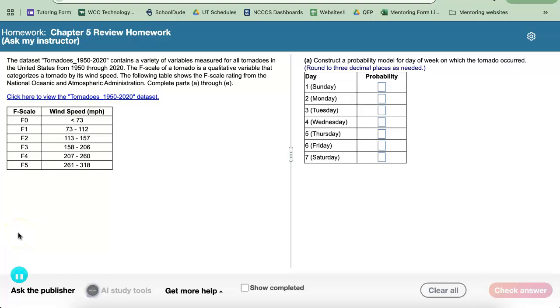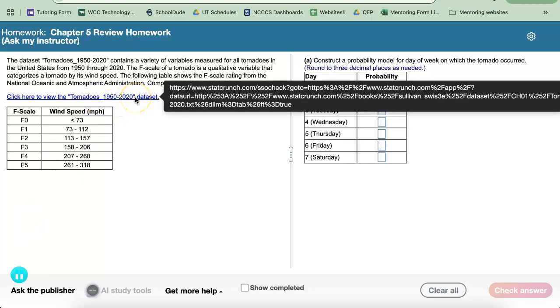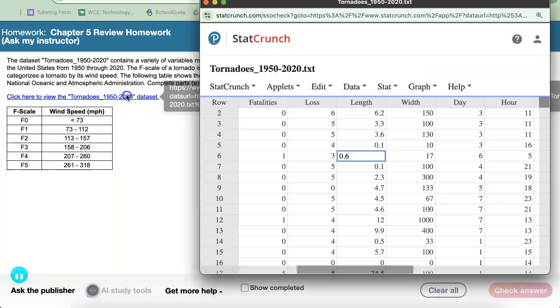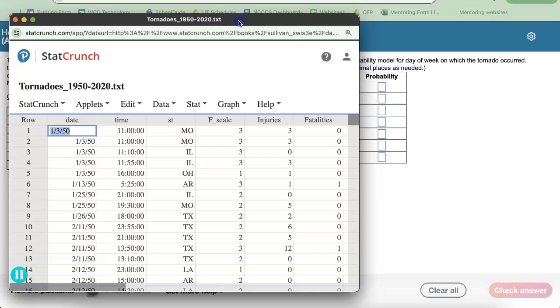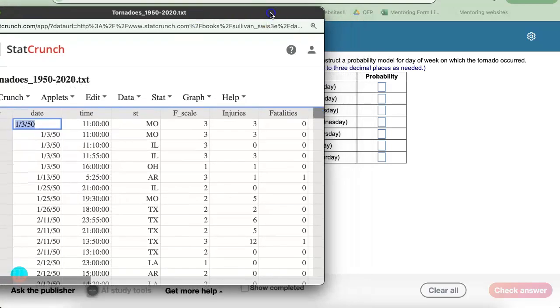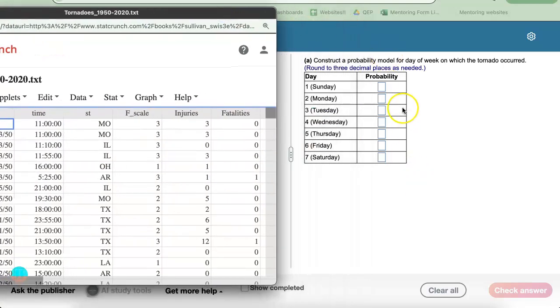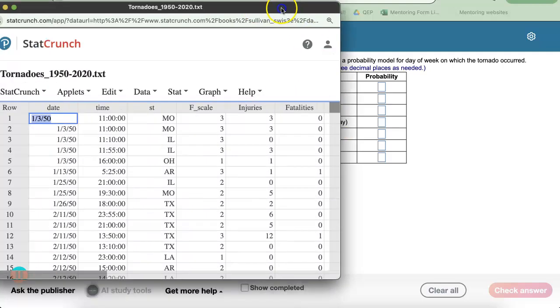In this video, I'm going to show how to construct a probability model in StatCrunch using the tornadoes data set that we're given. So let's first open up this data set so that we have it handy inside of StatCrunch. But specifically, what I'm going to be doing is constructing a probability model for day of the week that the tornado occurred. And notice here that days have both a number and name attached to each.